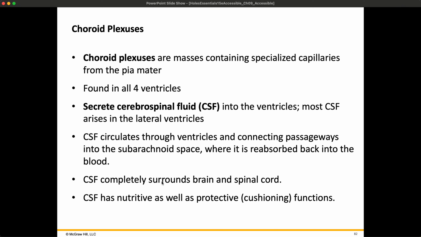CSF completely surrounds the brain and spinal cord. It has nutritive properties as well as protective cushioning functions. Ugh, my mouth doesn't want to work with that word. It aids in nutrient exchange, things like glucose and oxygen, as well as removing carbon dioxide and waste from the nervous system.